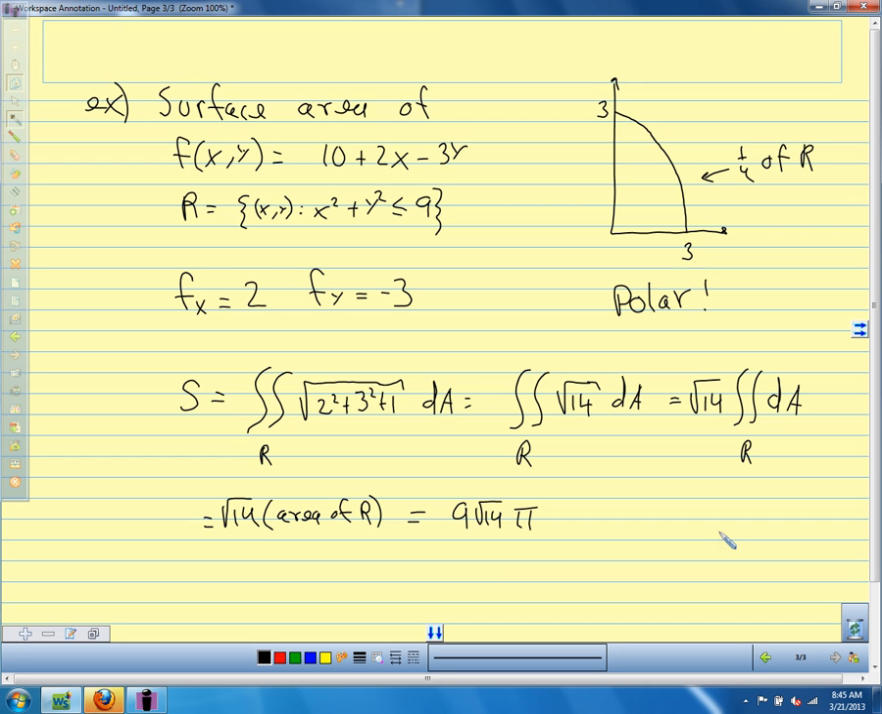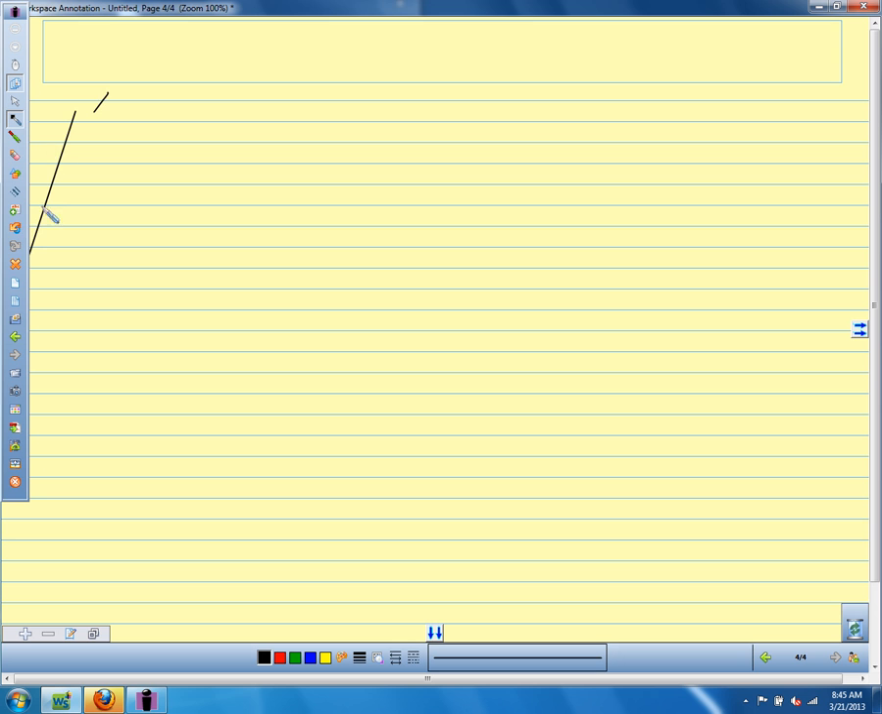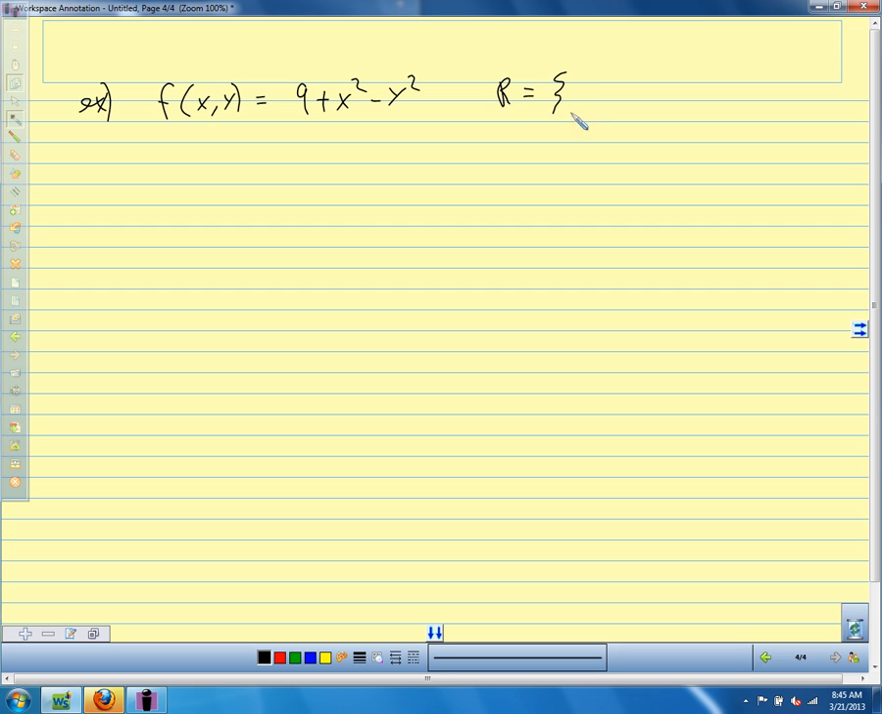All right, let's look at one more, little more complicated example, and then one more, even more complicated example. So this one, similar setup, but we have a more complicated function. Our function is 9 plus x squared minus y squared. And our region is the points x, y, such that x squared plus y squared is less than or equal to 10.